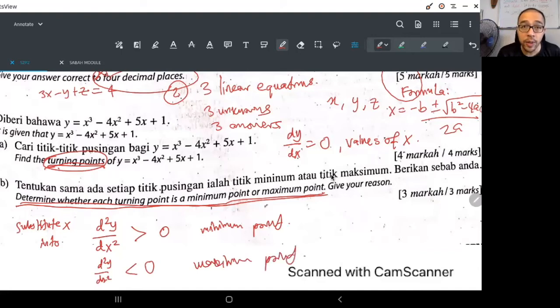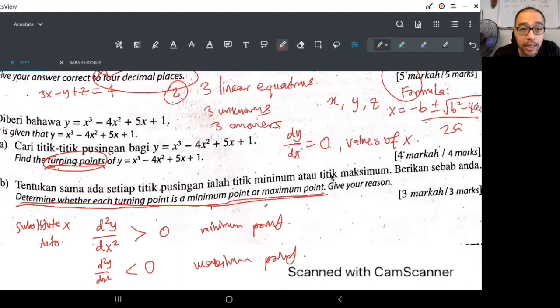There is another way to determine this, where you determine the gradient before, at 0, and after. If the gradient is negative, 0, positive, then it's a minimum point. If it is positive, 0, negative, it is a maximum point. So that's one way of doing it. The shortcut way, and usually people do this, is the second level of differentiation.